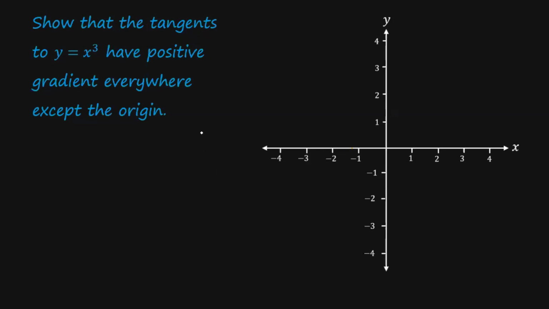Okay, so in this video, we're going to look at finding the gradient at different points of a curve, and we're going to look at what that can tell us about the curve once we've found the gradient at different points. So the question is, show that the tangents to y equals x cubed have positive gradient everywhere except the origin.